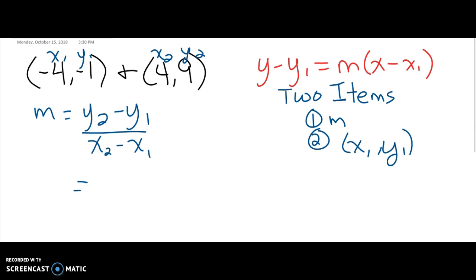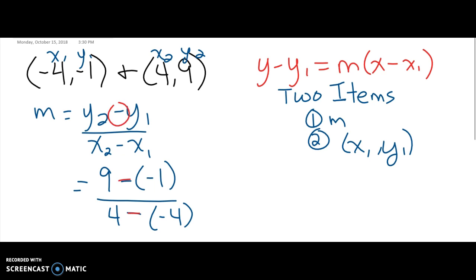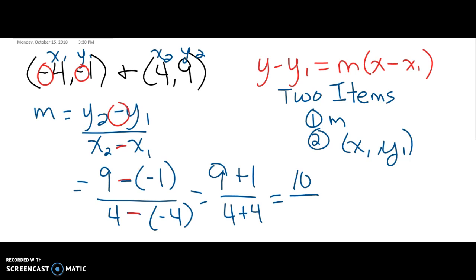All right, so let's plug in our numbers. y2 is 9 minus y1 is negative 1. x2 is 4, minus x1 is negative 4. Now notice here that I have the subtraction sign from my formula, and I also have the negative signs from my points. So make sure you watch out for subtracting a negative, okay? Anytime I subtract a negative, it's the same thing as adding. So we have 10 over 8, which is equal to 5 over 4.